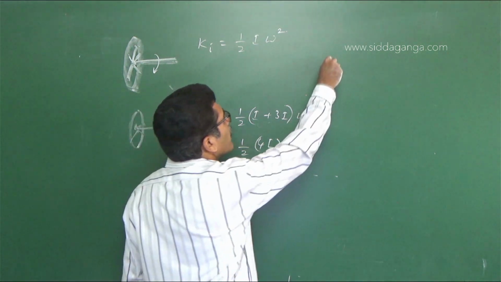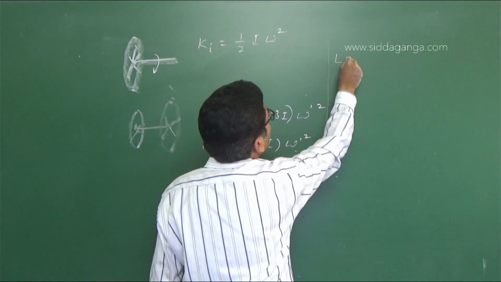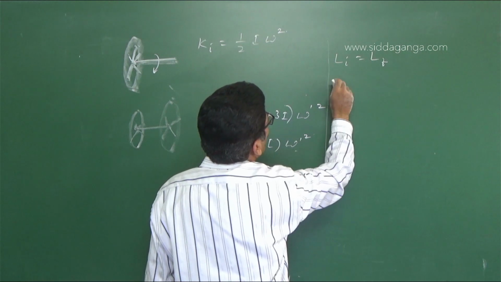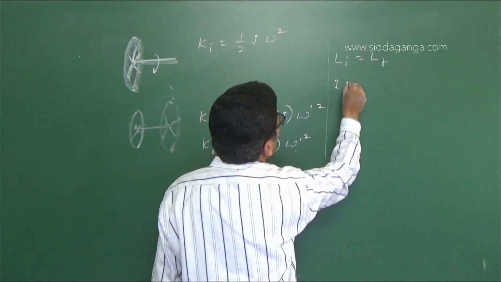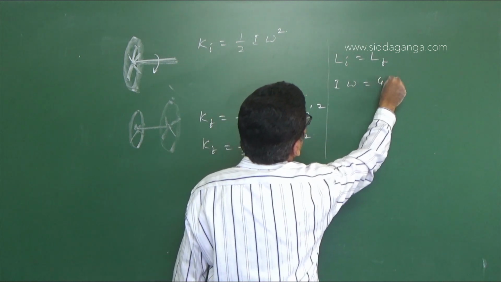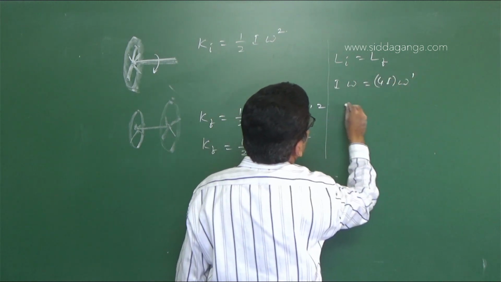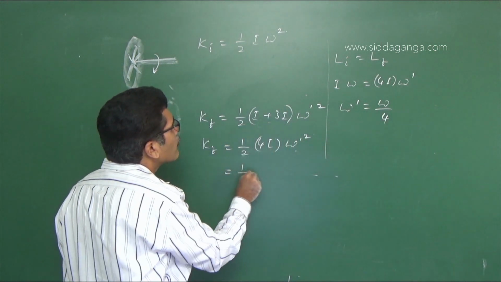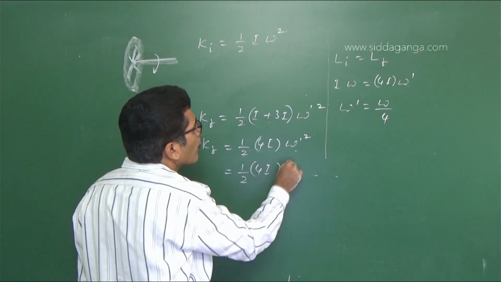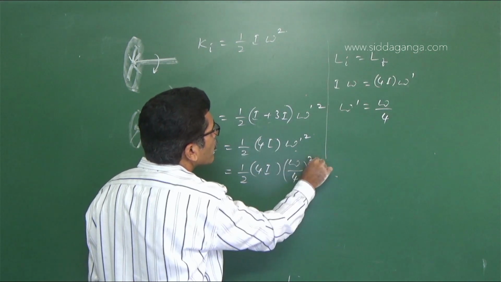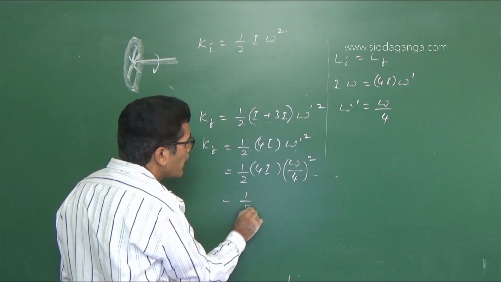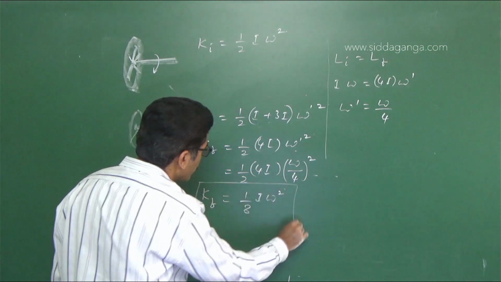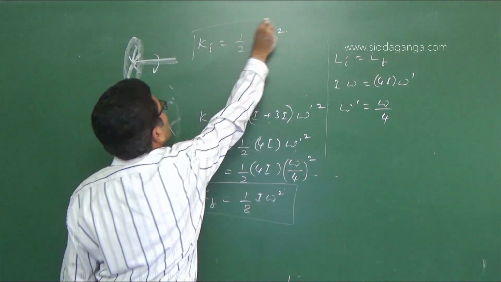Therefore, angular momentum initial is equal to angular momentum final. This is I into omega. This is 4I into omega dash. Therefore, omega dash is equal to omega by 4. Now substitute here half into 4I into omega by 4 whole square. This you are going to get as I omega square by 8. This is Kf, with the final moment of inertia. This is the initial moment of inertia.